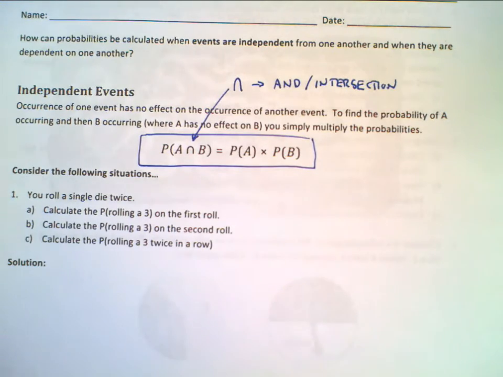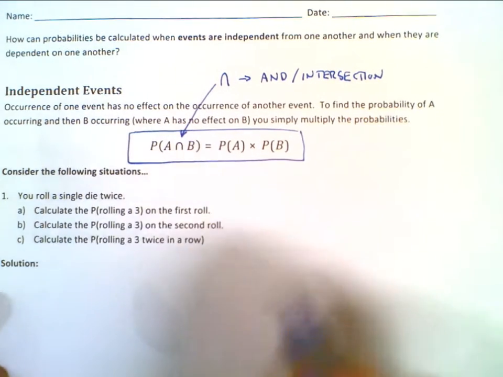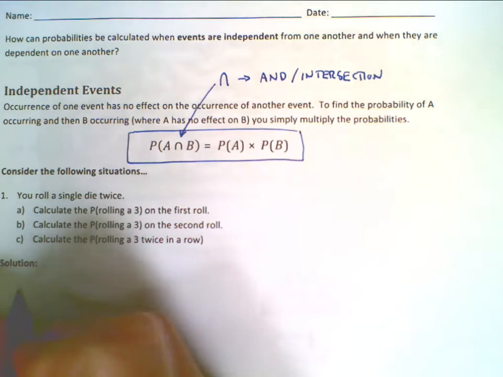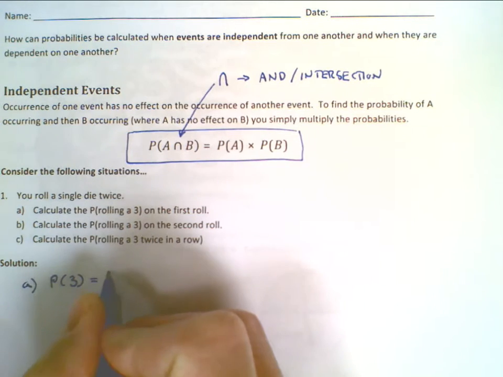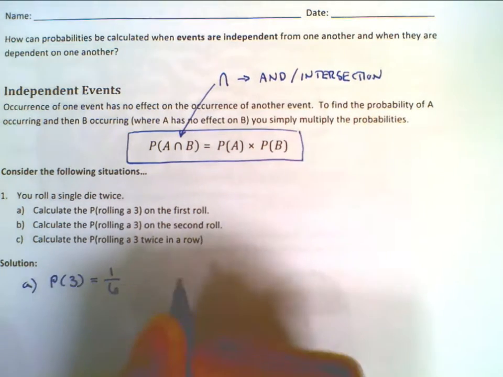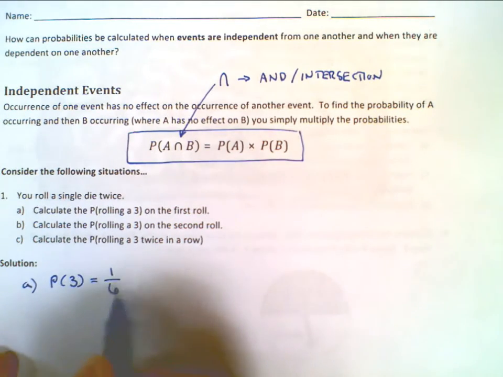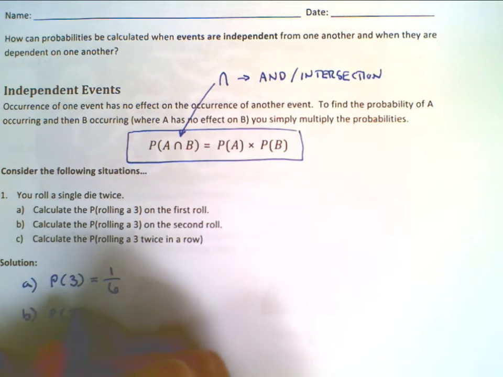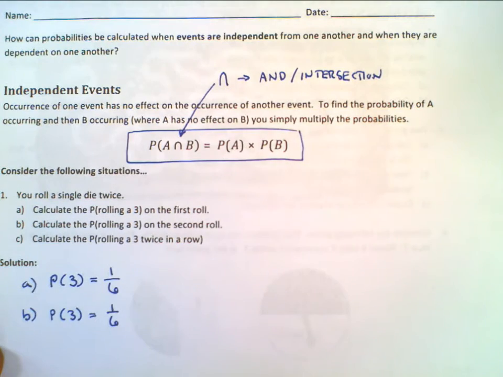That's been manipulated. So considering the following situations, calculate the probability of rolling. We're going to roll a dice twice. We're going to pick it up, roll it. We're going to pick it up, roll it. And the first time we pick it up, the probability of getting a 3 is 1/6. There's only one outcome that's a 3, and there's 6 possible outcomes. On the second time you roll it, the probability of getting a 3 is 1/6 as well. Calculate the probability of rolling it twice in a row.